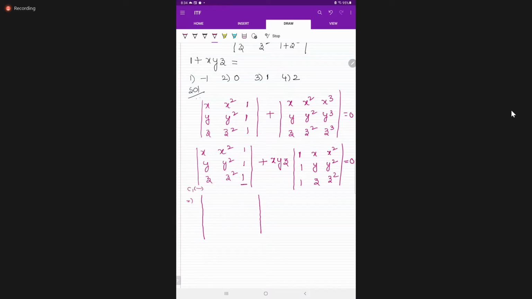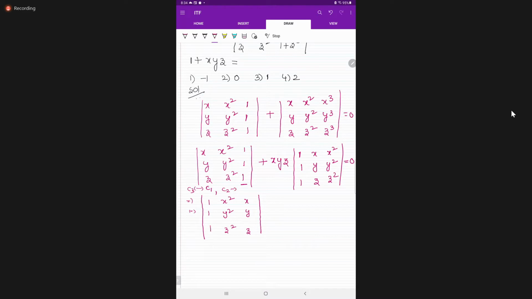C3 interchange C1. Then what you get here, minus will get you a minus of 1, 1, x square, y square, z square. This is right, x, y, z.